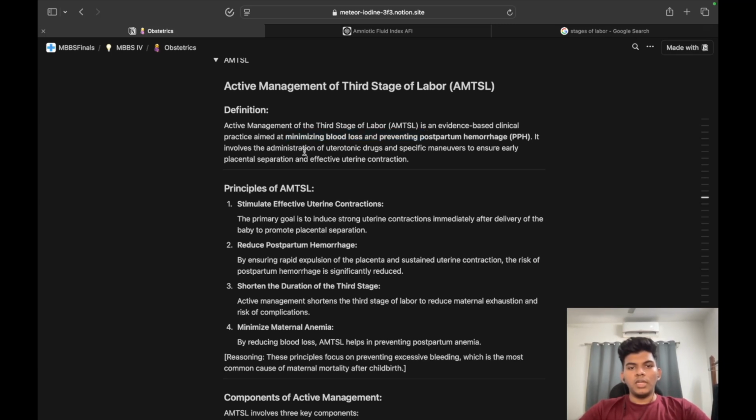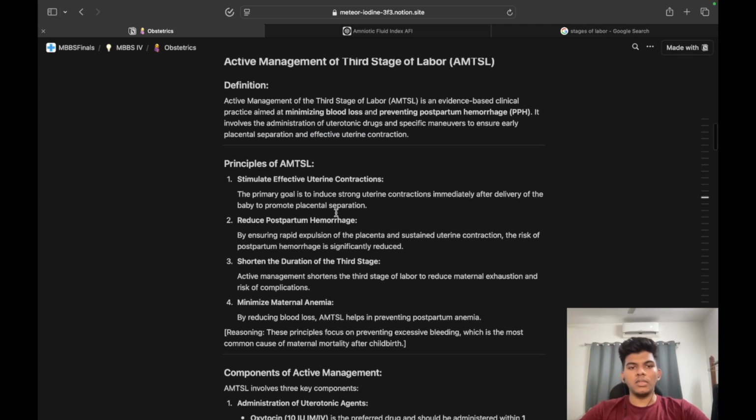So it involves the administration of uterotonic drugs and specific maneuvers to ensure early placental separation and effective uterine contraction. So administration of uterotonic drugs. Uterotonic meaning increase the tonicity of the uterus, meaning not relaxing, meaning contracting, so increasing the contractile state, and specific maneuvers to ensure early placental separation. So you want the placenta to be separated early so that you don't lose a lot of blood, and this is the same thing, like increasing uterine contractility.